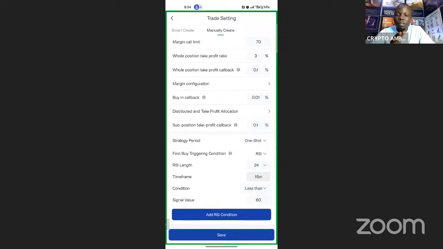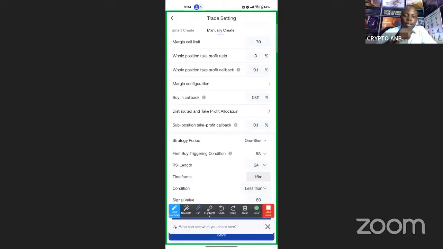Now, latecomers, my network will push me out of this. Let me repeat. RSI is the Relative Strength Index. It is a line that moves with the move of the market. When the market goes up, it goes up. When the market goes down, it goes down.